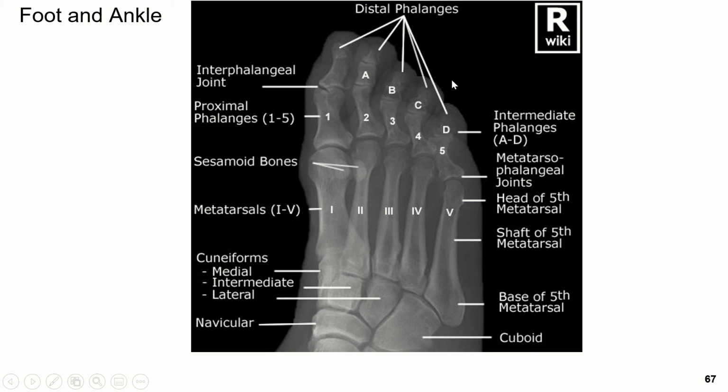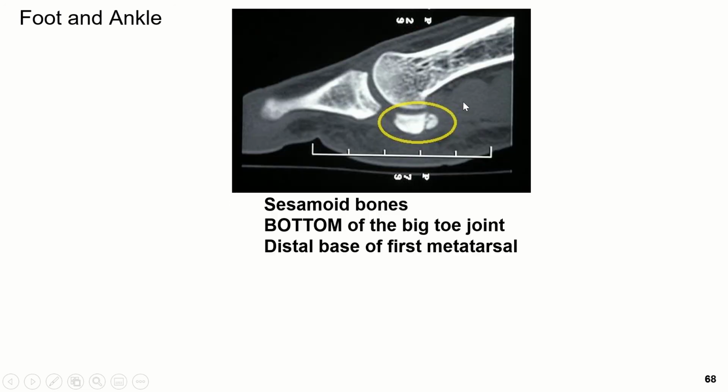So same organization here that we have in the hand. The number 1 digit only has 2 phalanges. All the others have 3 phalanges. So just remember tarsals, metatarsals, and then phalanges. I think one of the most common mistakes is that people say these are phalanges. Okay, remember there's metatarsals first and then phalanges. Okay, so those are those little sesamoid bones on the bottom of that big toe joint.